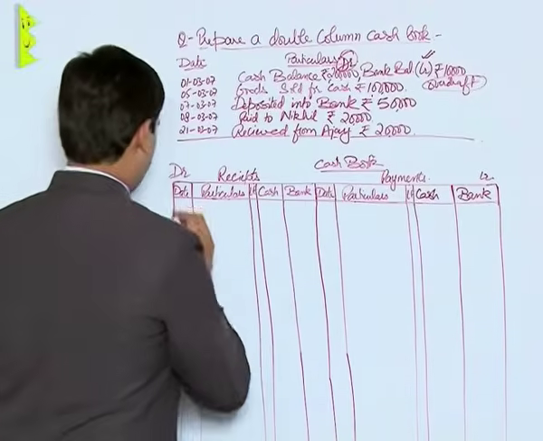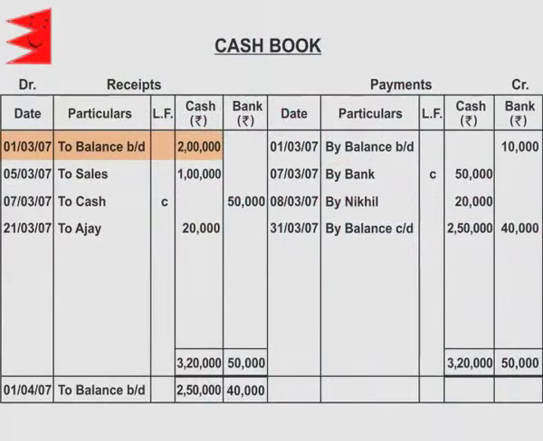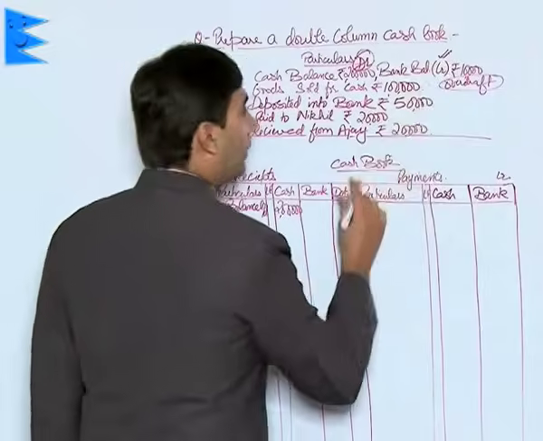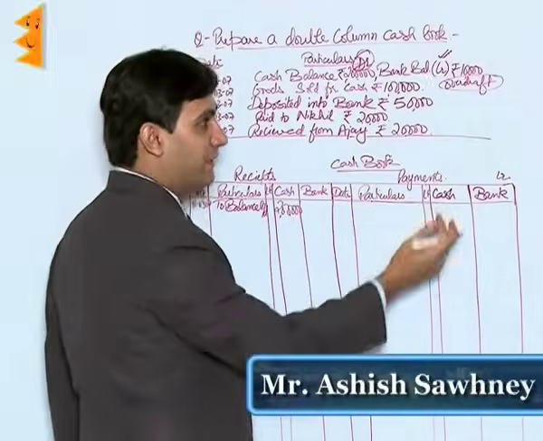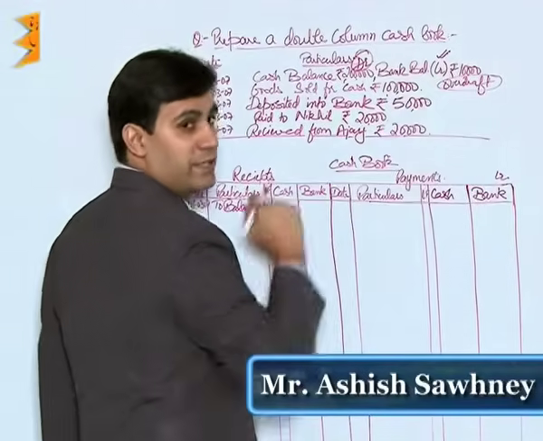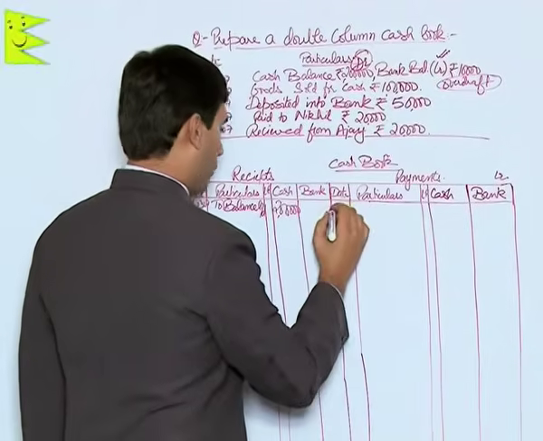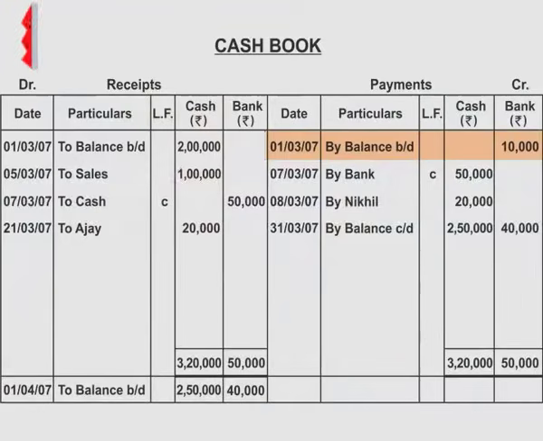So let us post this. On 1st March 2007, to balance brought down 2 lakh, and the bank balance will appear on the credit side. Since it has been mentioned here credit, and credit means it is an overdraft balance. So on 1st March, it would be by balance brought down 10,000 rupees in the bank column.